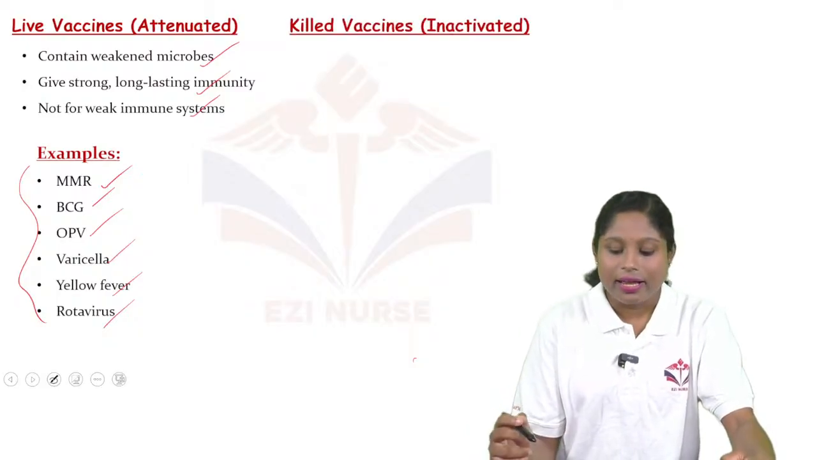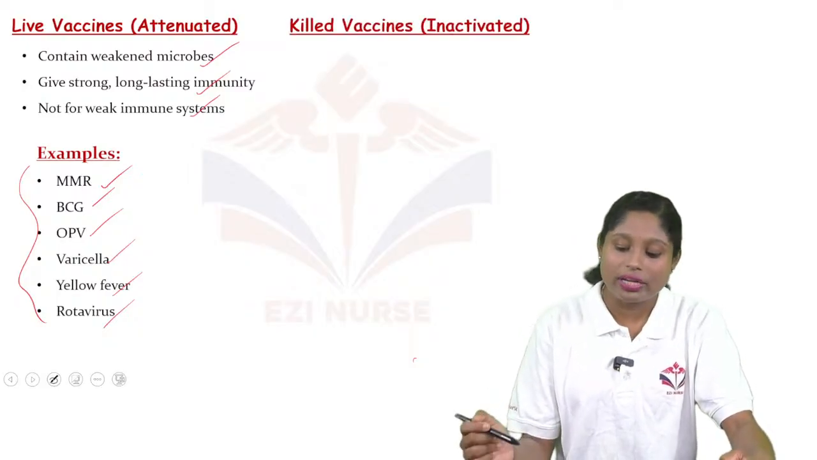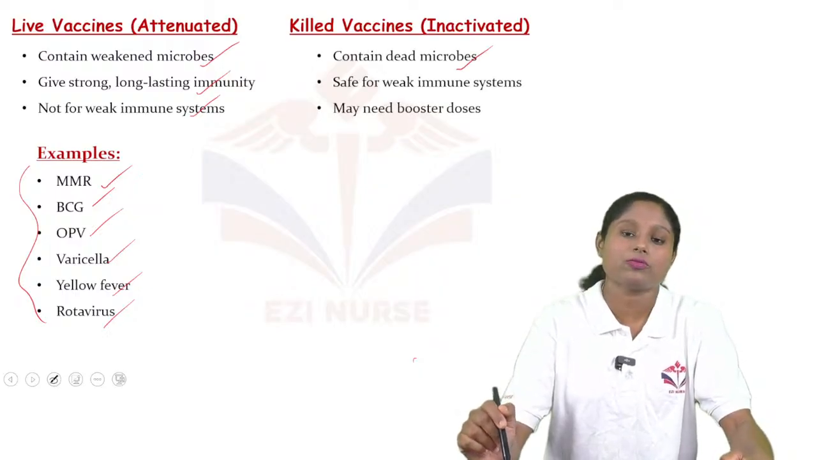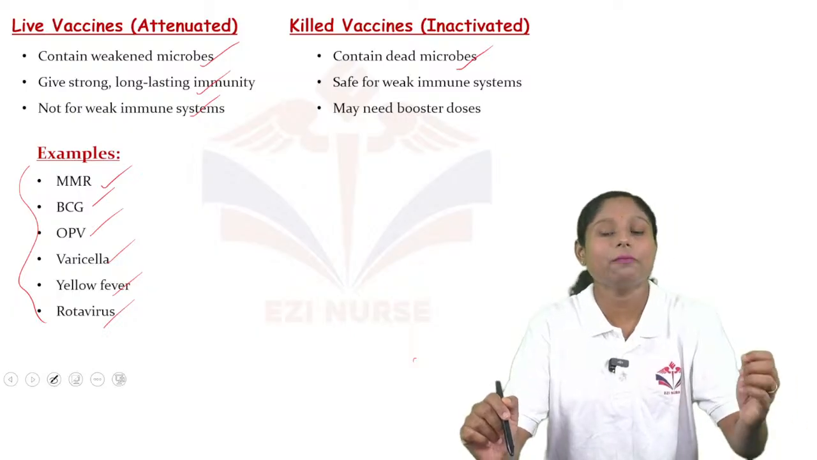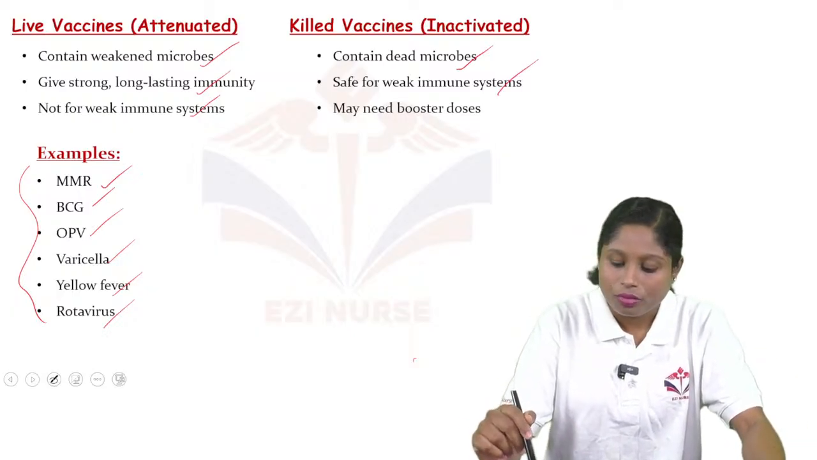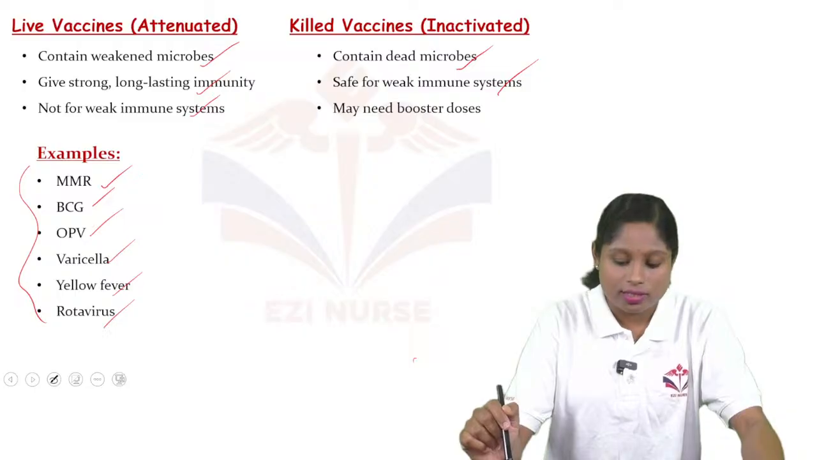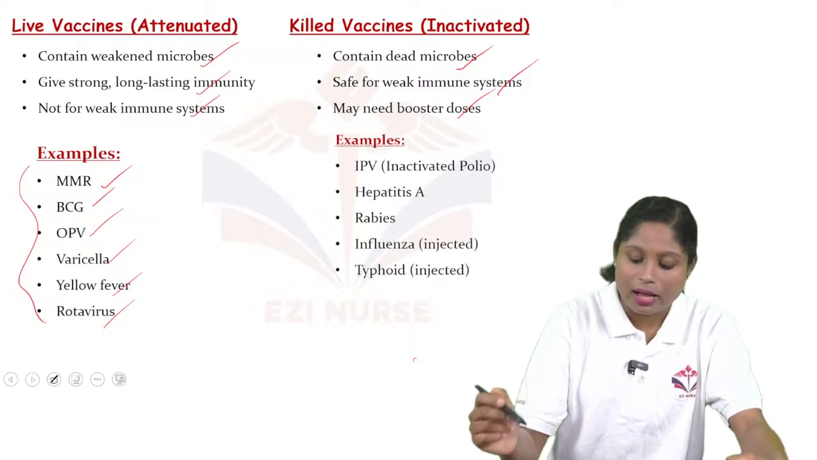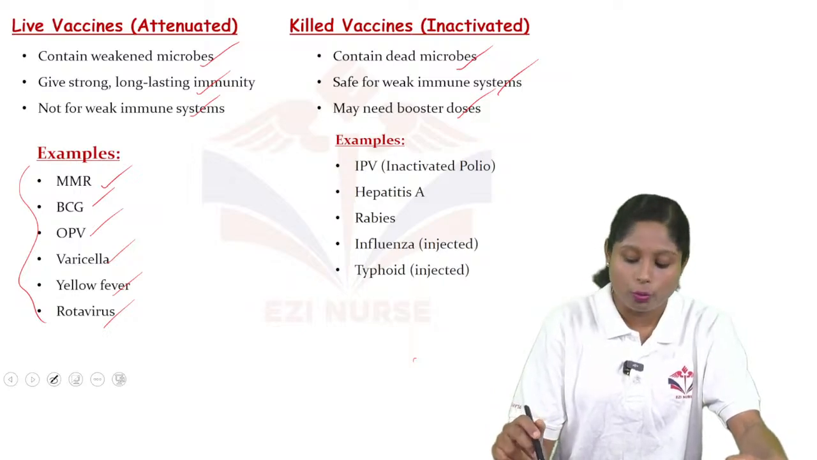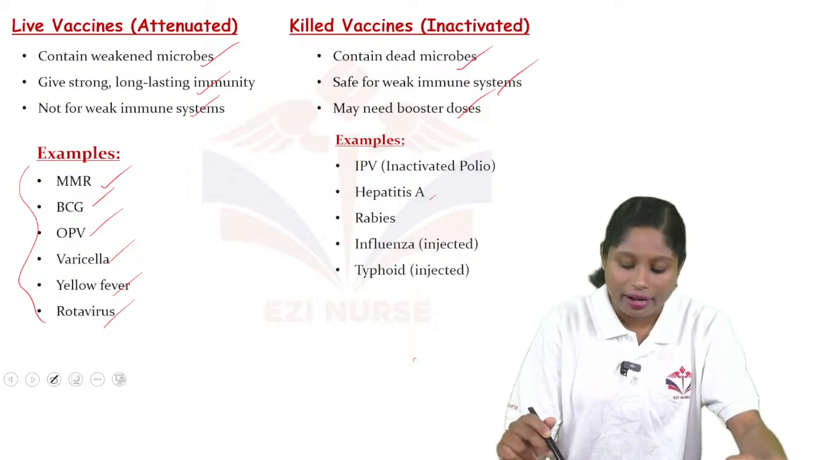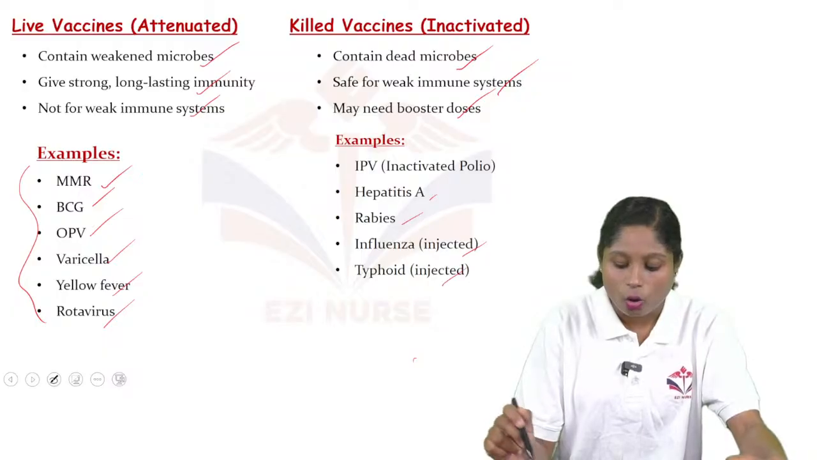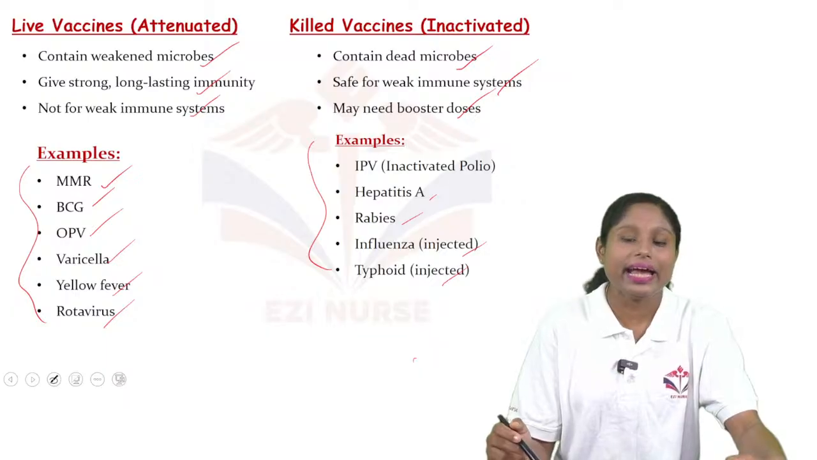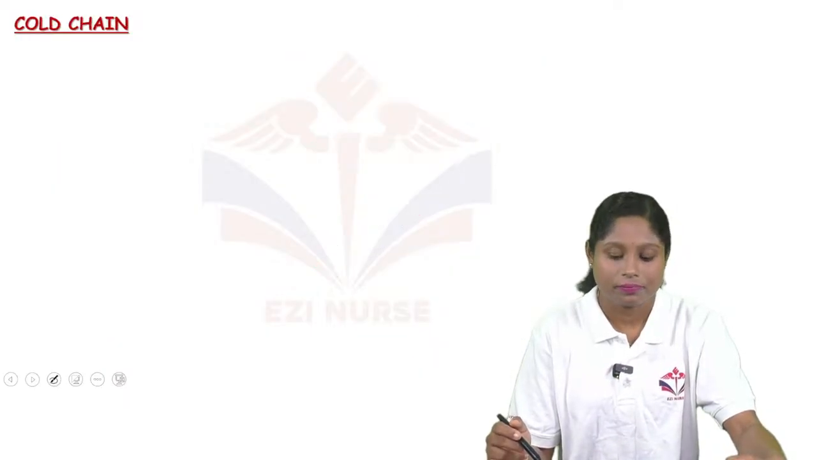Clear? Yes. Now let's move on to killed vaccines or inactivated vaccines. They contain dead microbes. So in the killed vaccines, dead microbes will be present. They are safe for weak immune systems, but may need booster doses. Examples: IPV, inactivated polio vaccine, hepatitis A vaccine, rabies vaccine, influenza or typhoid vaccine. So these are the examples of killed vaccines or inactivated vaccines.